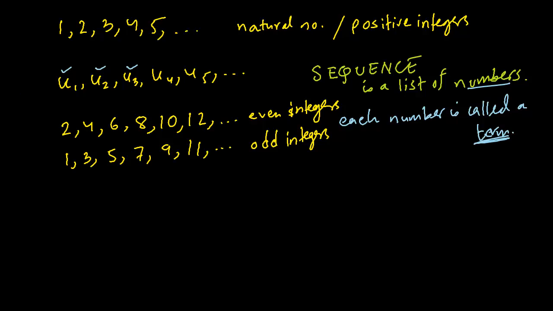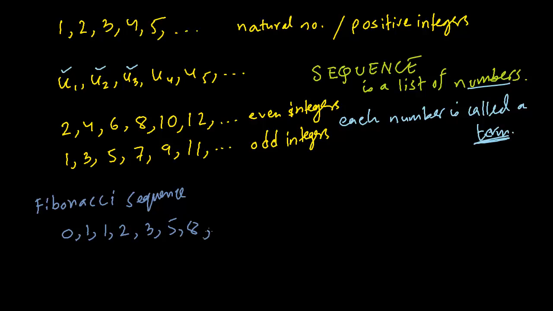That's how it works. The most famous sequence in the world is probably the Fibonacci sequence. See whether you can figure it out. So 0, 1, 1, 2, 3, 5, 8, 13, it goes on and on. Now what could be the logic behind this? If you see, this is not obvious when you look at it for the first time.